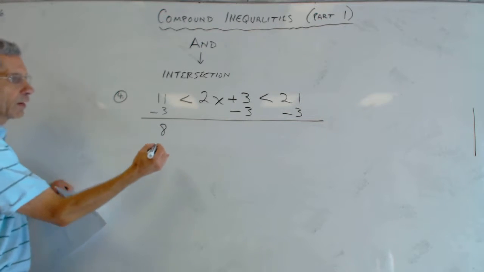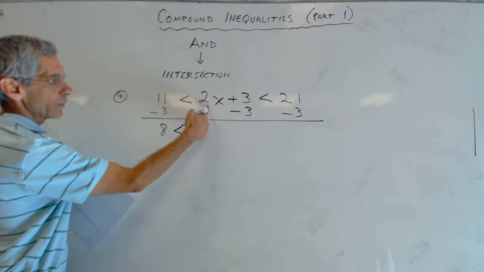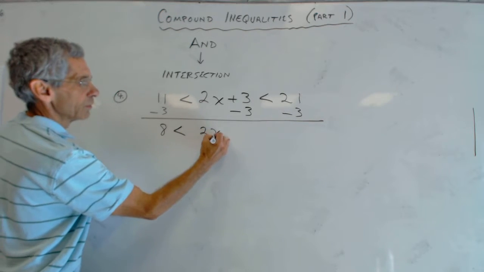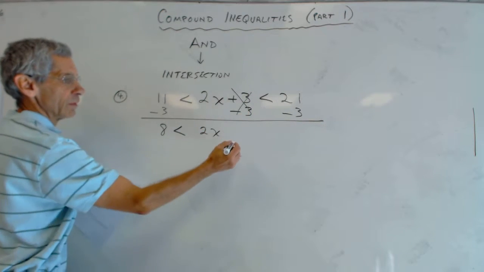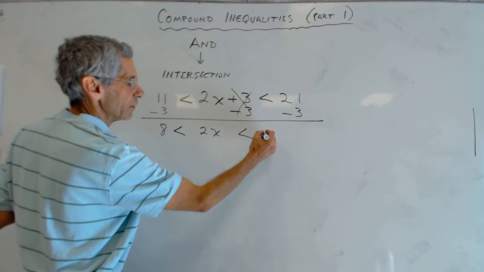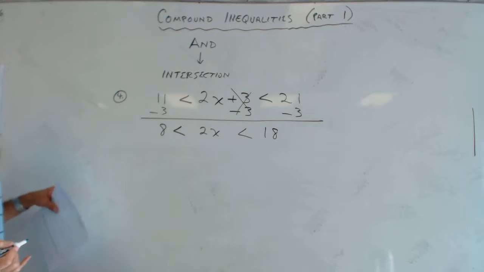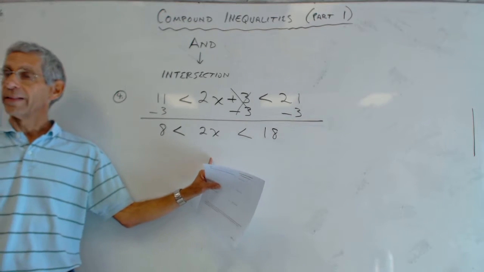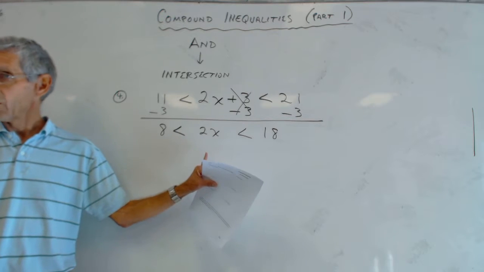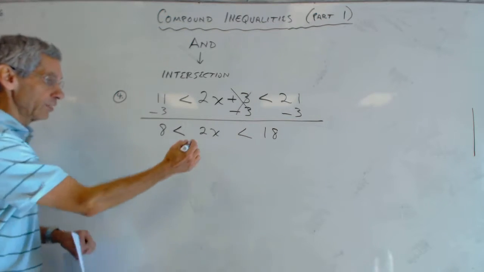Right? And then I put my less than sign down here. I've got 2x is less than, what is that? 18, right? Okay. So now, do I have my x's all by themselves? But now I want to say just 1x. What do I do? Divide by 2.